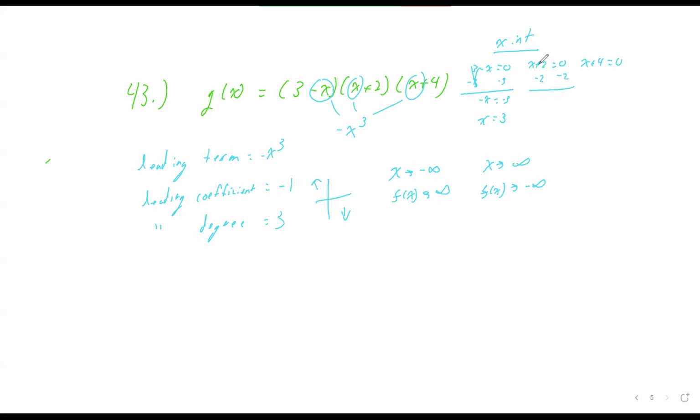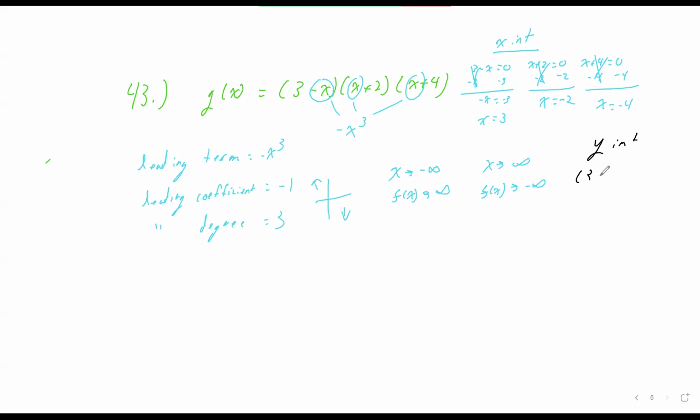Then subtract 2, so x equals negative 2. Then subtract 4, and you get x equals negative 4. So there's your 3 x-intercepts. And then to find your y-intercept, we just have to plug a 0 into x.